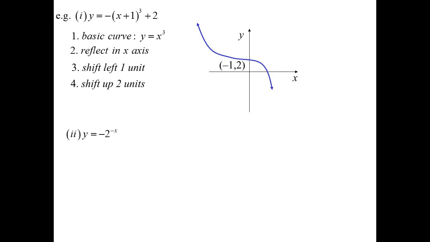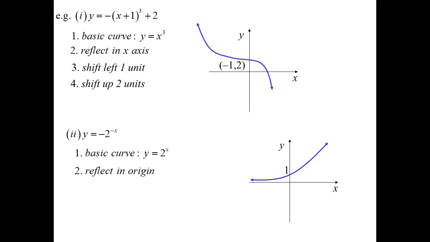y equals minus 2 to the power of minus x. So this is one where both the x has been made negative and the function's been made negative as well. So there's the basic curve, y equals 2 to the power of x, but we now have the x value being negative and the whole function being negative as well. Rotational symmetry. We've got reflection in the origin. So let's rotate this 180 degrees, and there it is, down the bottom there.